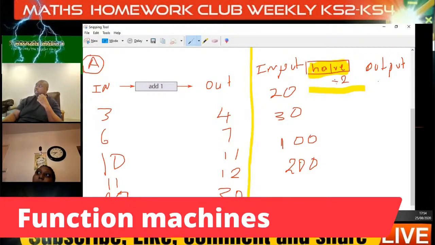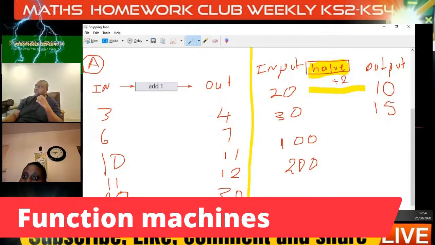20 divided by 2 is 10. Right. What's half of 30? 30 divided by 2 is 15. Right.